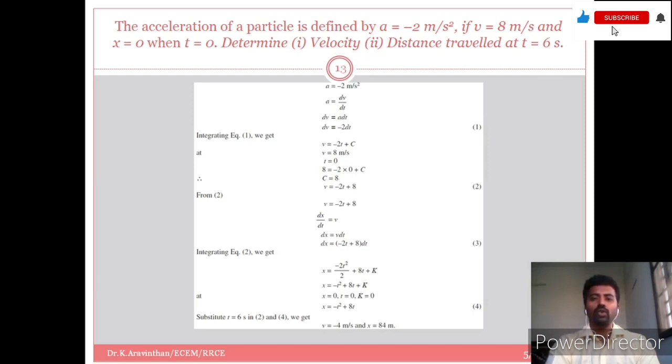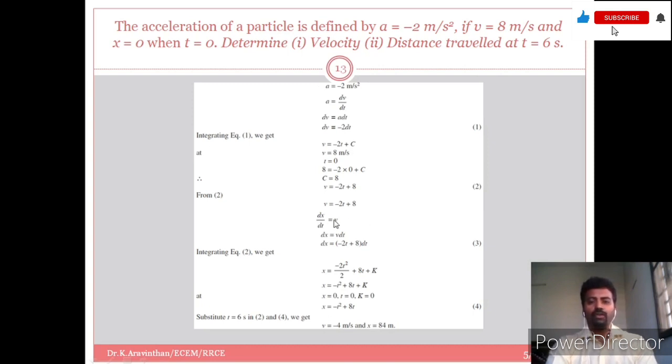Right now you know from this equation that velocity is 8 meter per second and time is 0, which is given in the data. If you substitute velocity and time, you can find the constant. So the constant is found as c equal to 8. So the c is identified as 8. If you substitute here, consider it as equation 2.